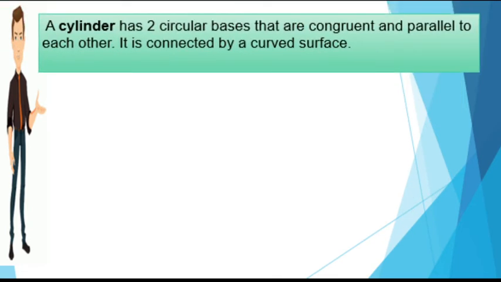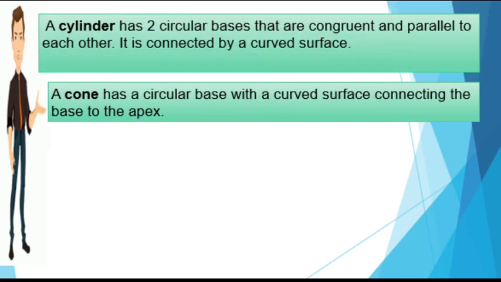Okay? Again, a cylinder has two circular bases that are congruent and parallel to each other. It is connected by a curved surface. Whereas a cone has a circular base with a curved surface connecting the base to the apex.